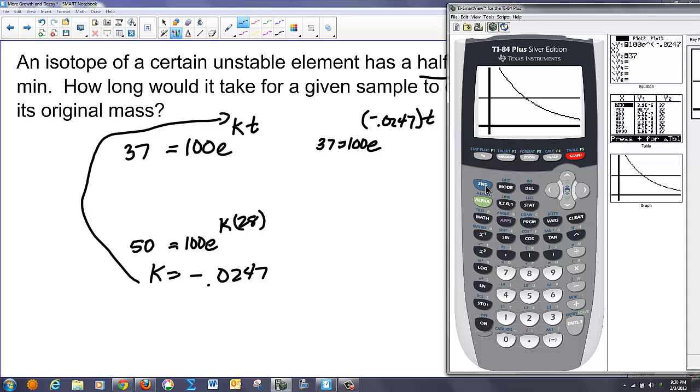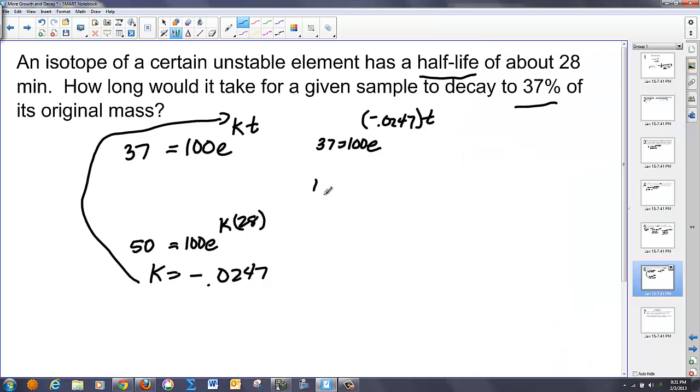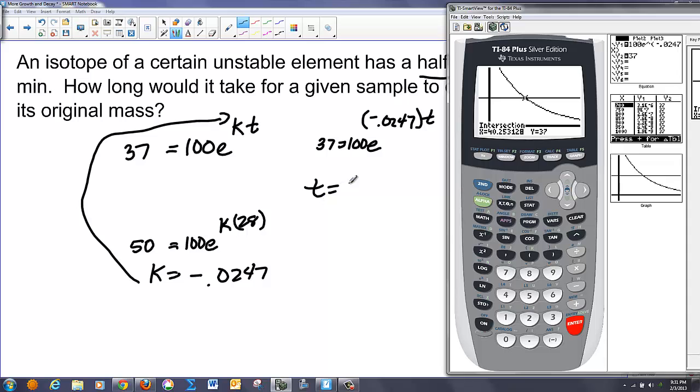So I'm going to find that intersection. So I calculate that, intersect, and hit the enter button 3 times. 1, 2, 3. This gets me a t value. t is equal to, that was roughly 40.25.